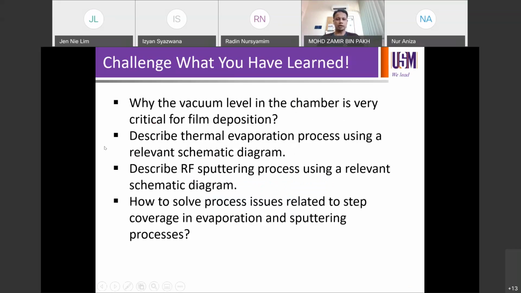Okay, let's recap a few things based on the previous materials. So why is the vacuum level in the chamber very critical for film deposition? Why is the vacuum level in the chamber very critical for film deposition? So let's have Naim. Why is it critical? Why is the vacuum level critical for the deposition? Give me a few points. You can unmute or you can type.